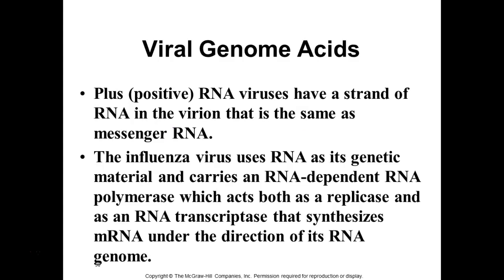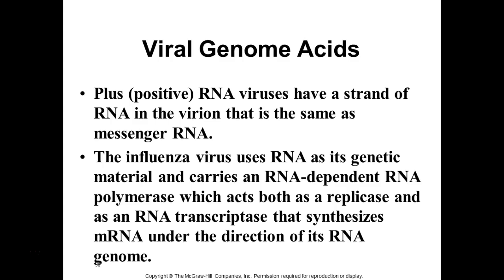So, plus or positive RNA viruses, as I said, are the same as our messenger RNA. The ribosome can attach, read it right away, make a protein. No problems. The influenza virus, to give you an example of a real thing, is an RNA virus. It's single-stranded. It brings with it its own enzyme. This enzyme is an RNA-dependent RNA polymerase, which means that it needs RNA to make RNA.